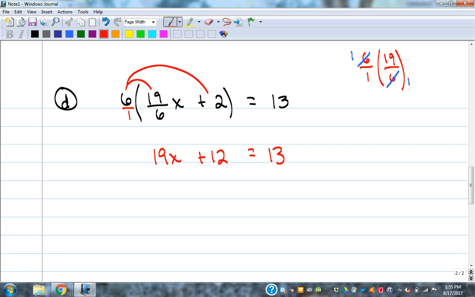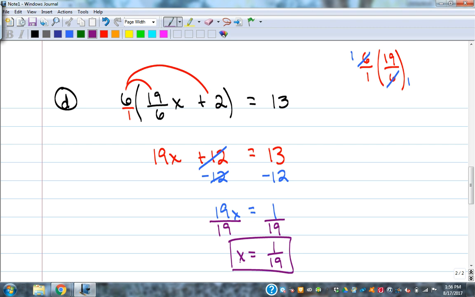Okay. Now what do we do? Minus 12. There we go. 19x is equal to 1. Divide by the 19. 1 over 19. That doesn't reduce. Anytime there's a 1 on the top, you don't have to do any reducing. It's done. No mixed number either. So, not bad for the first one with fractions in it, right? All right, let's do one that has a lot of fractions in it.